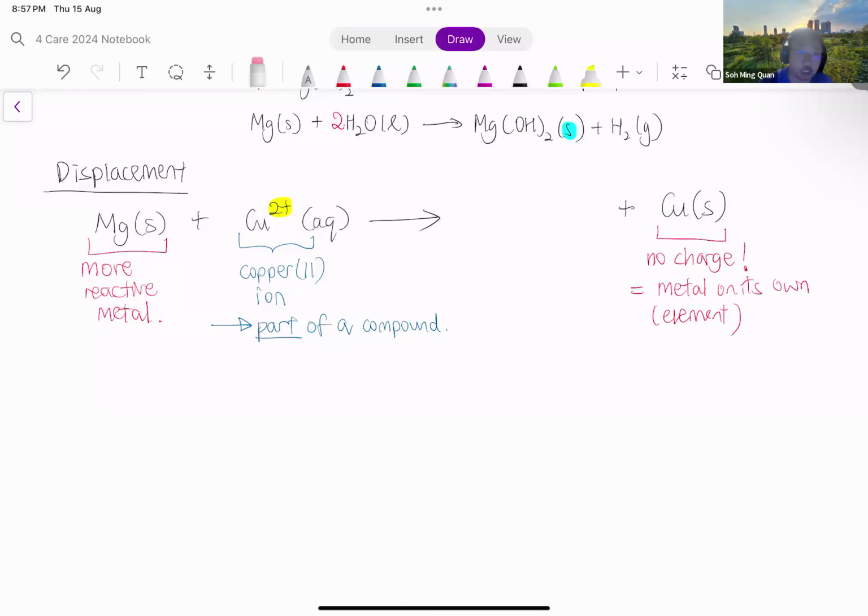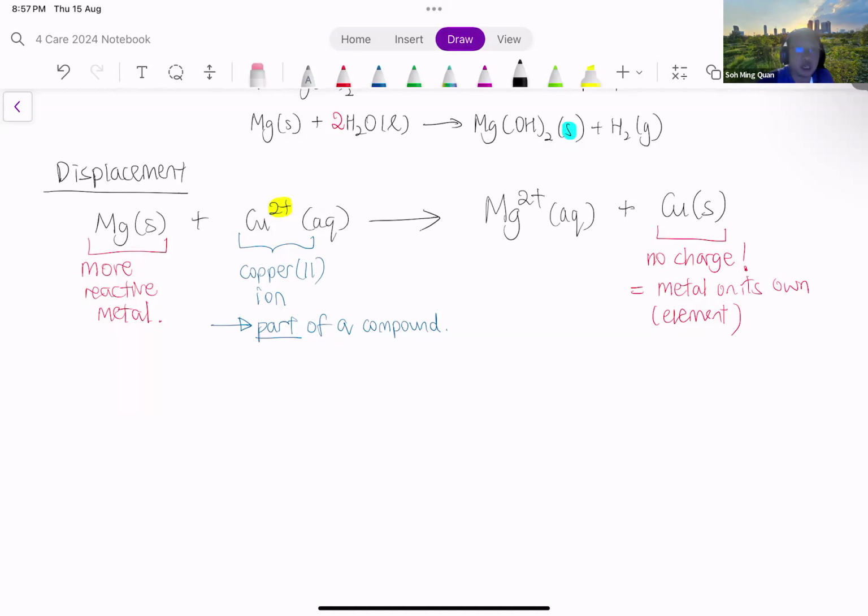That's why there's no charge. Okay? If it's a metal on its own, not combined with anything else, there's no charge. Then how about the compound? So what is in the compound now? Now the compound has magnesium inside it. Magnesium inside the compound now should have charge, right? So it's Mg2+. Okay?